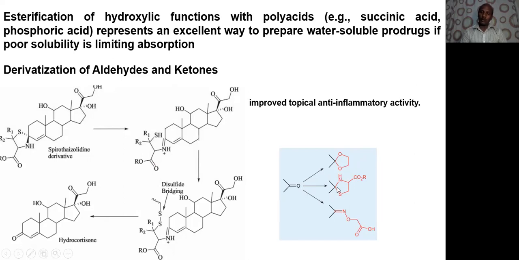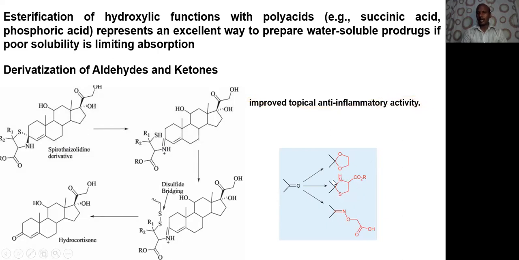The third one is that you can go for spirothiazolidinones. Another is that if you have a ketone functional group, you convert it into oximes, acetylated oximes or whatever oximes. So these are the three ways. If you have a ketone functional group in your drug molecule, you can convert it into ethylene diketal.